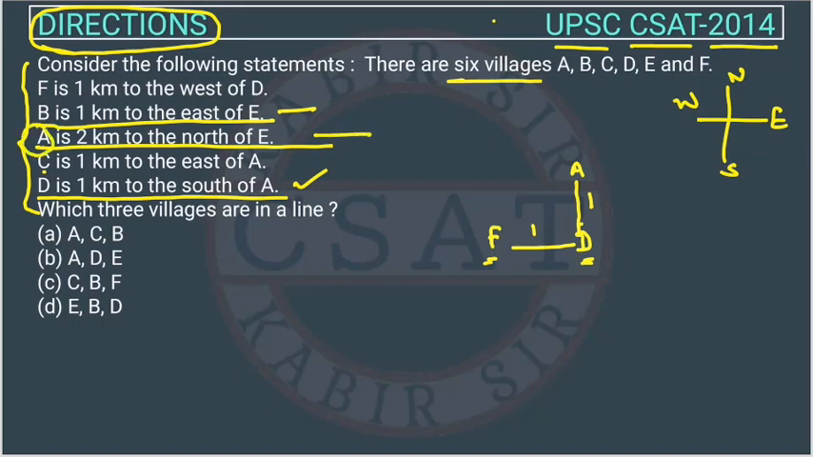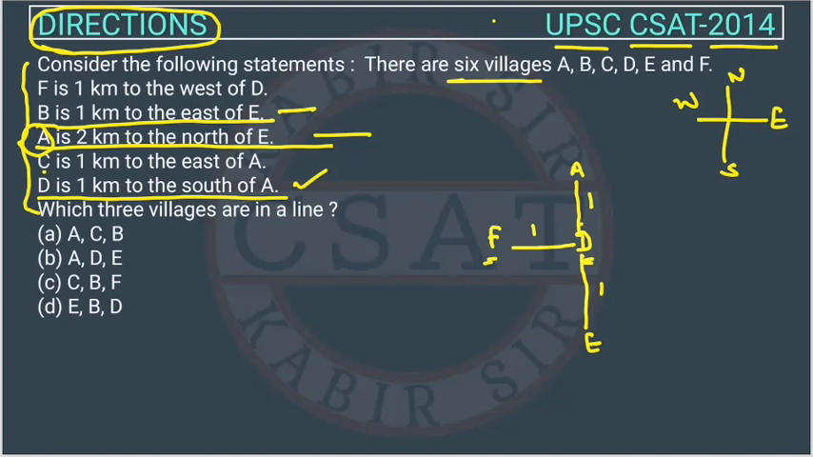So A is 2 kilometer to the north of E. A is in the north of whose? E. And what's the distance they have given? 2 kilometer. We know AD is 1, so this will be 1 kilometer again and E will be here because A is in the north of E and distance is 2 kilometer, right?